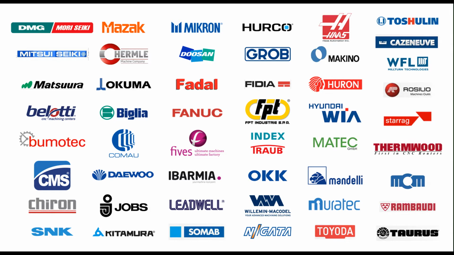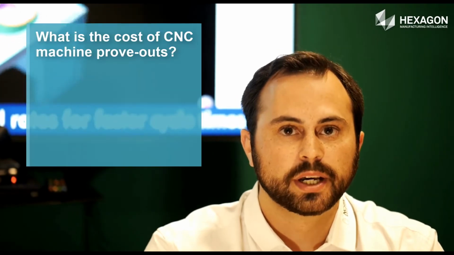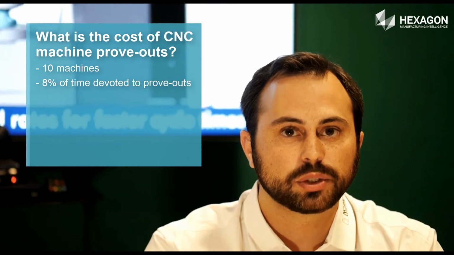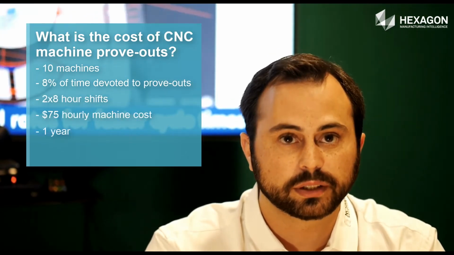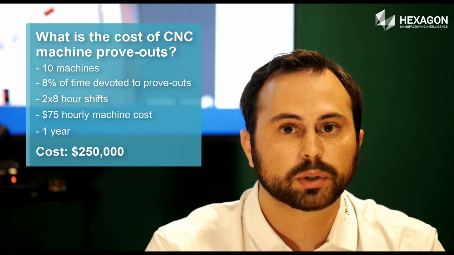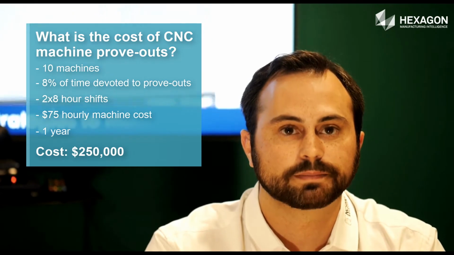Proving out programs on the real machine represents a high cost for the shop floor. For example, if you do a simple calculation of return on investment for 10 machines with 8% of their time devoted to proving out programs and 2 8-hour shifts of the day over the course of a year, it equates to a cost of $250,000. Therefore, proving out programs offline with s.r.o can facilitate an impactful annual cost reduction.